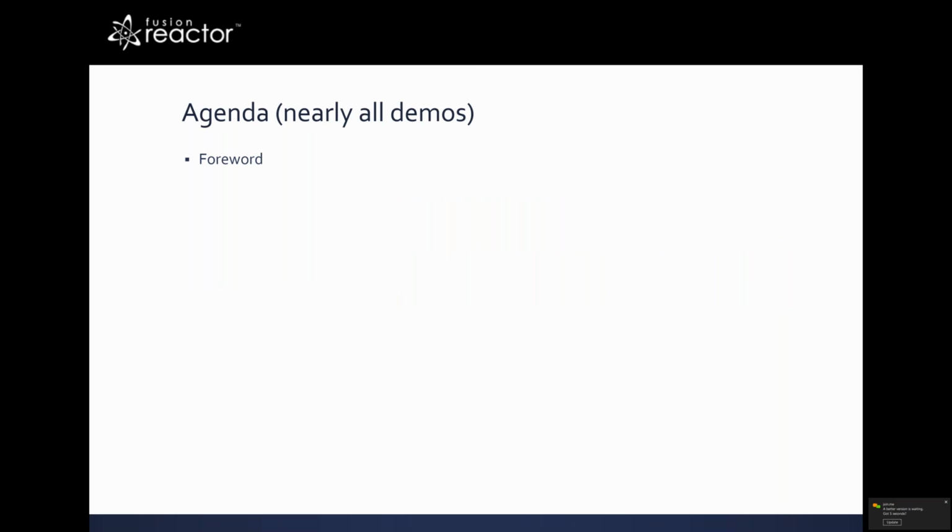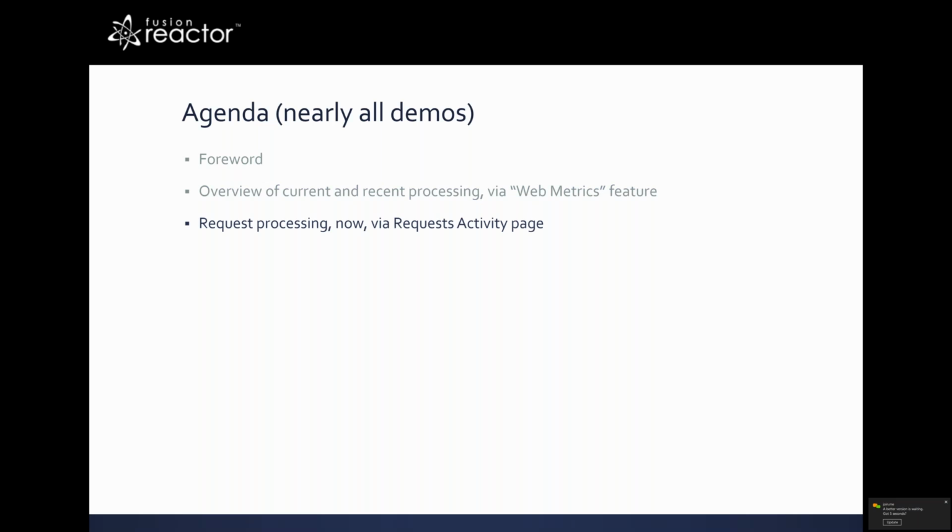So what are we going to talk about today? Well, it's going to be nearly all demos, so don't worry, it's not going to be a bunch of slides. After a quick introduction, we'll dive right in. First we'll talk about what I would regard as the first thing everybody should be watching, and that's the web metrics feature of FusionReactor, which tells you what's going on currently and recently. We'll dive into that in a moment. And then once you know that there are requests running, if that's your issue, there's a way to see what requests are running right now, and that's the request activity page.